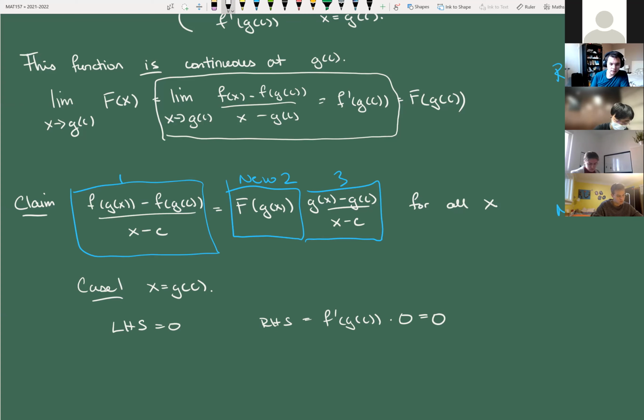Wait a second, hold on. I need to make sure that I did that correctly because that doesn't look quite right. So the claim is for when g of x equals g of c. Right, there we go. The left-hand side, maybe we could expand this out. Remember g of x is g of c, so I get f of g of c minus f of g of c. That's why this gives me 0.